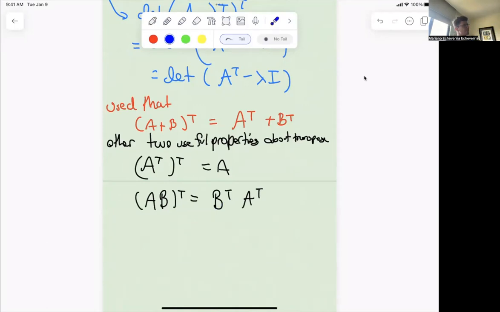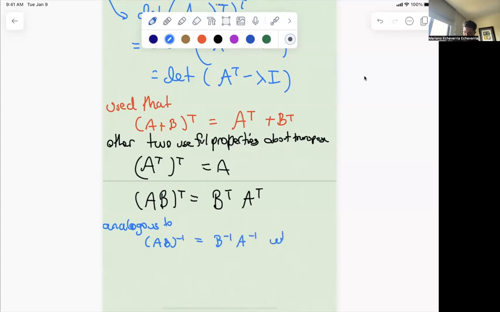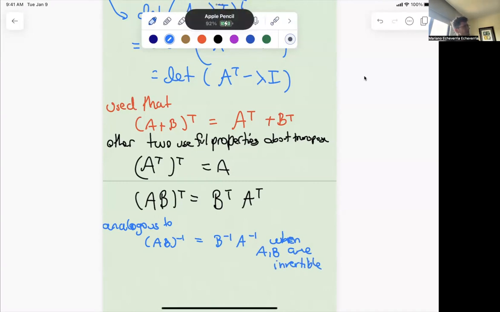It is analogous to the inverse property, which I did write some time ago: (AV) inverse is V inverse A inverse when A and V are invertible. So for transposes and inverses, there's a formula for the multiplication, but it's not just taking their individual transposes or individual inverses. You have to switch the order in which they appear. That's the only thing you have to remember for those.